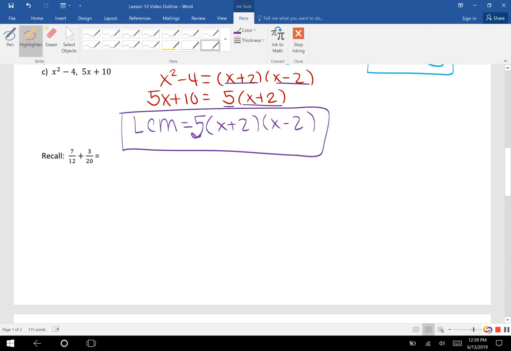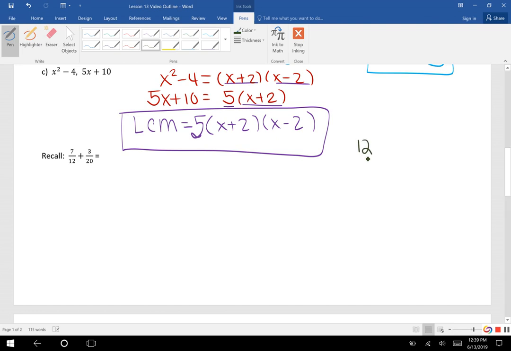All right, so that's the process of finding a least common multiple or least common denominator. And that process is going to be really important if we want to add fractions. So let's first review, how do we add fractions with numbers? So 7/12 plus 3 over 20. First thing we have to do is find the least common denominator.